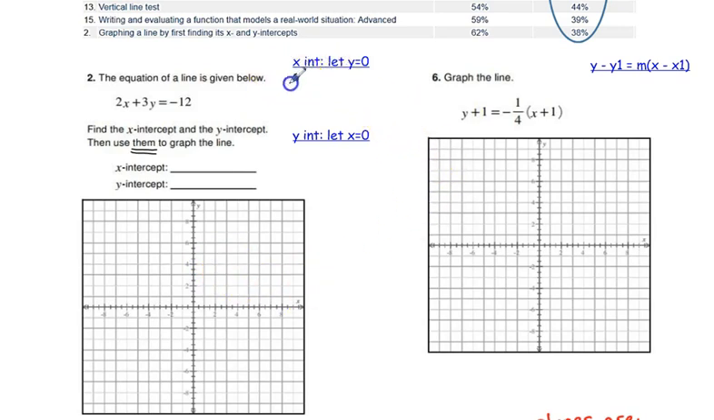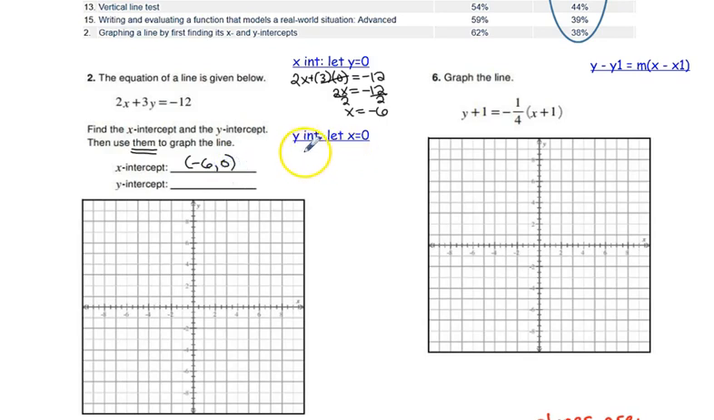So we have 2x plus 3 times 0. I really don't know why I put that 3 in parentheses. So negative 12 cancels. 2x equals negative 12, divided by 2, and x equals negative 6. So I get negative 6 when I plug in 0 for y.